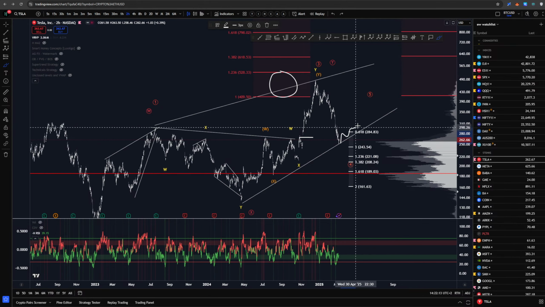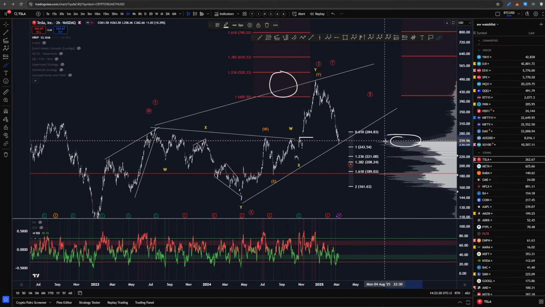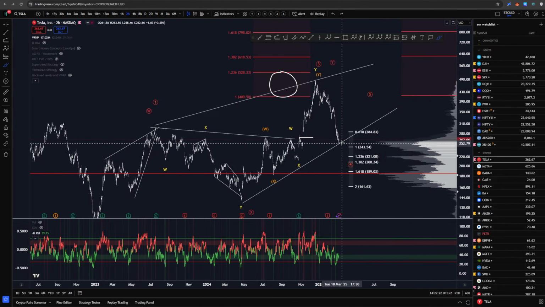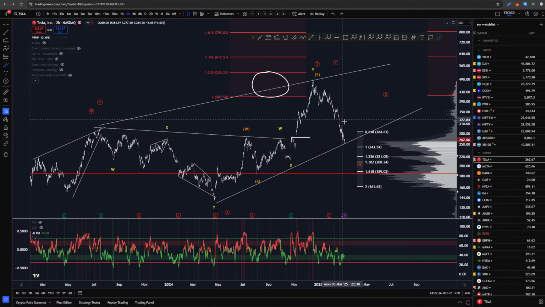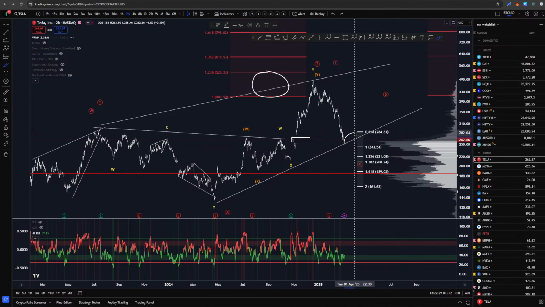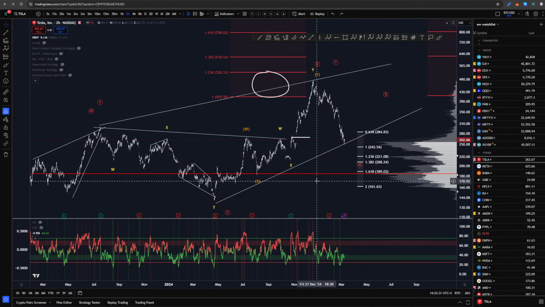So we could be getting some kind of rally, or at least sideways movement here for this area of volume where this is acting as support. But it shouldn't take too long for us to get that final leg down.